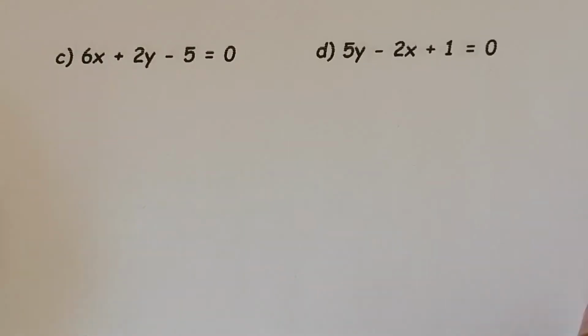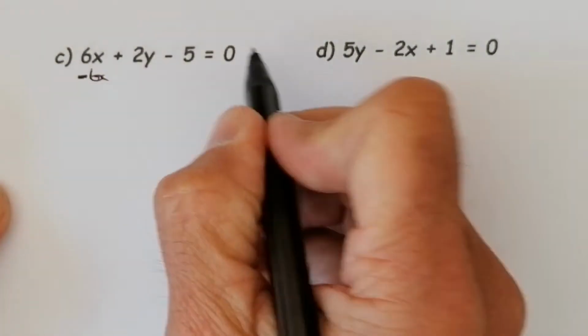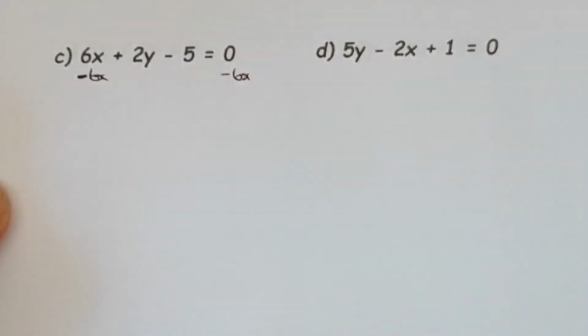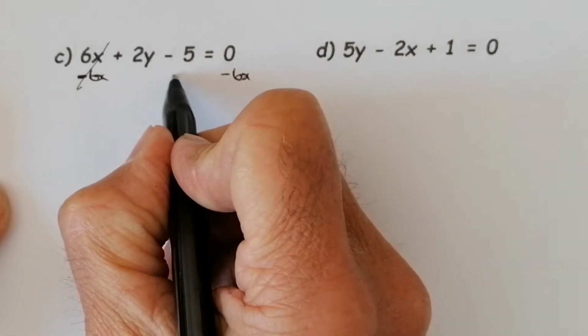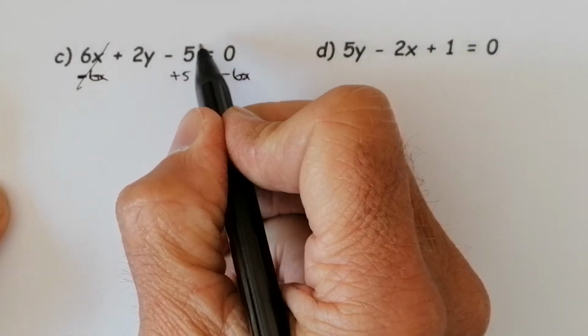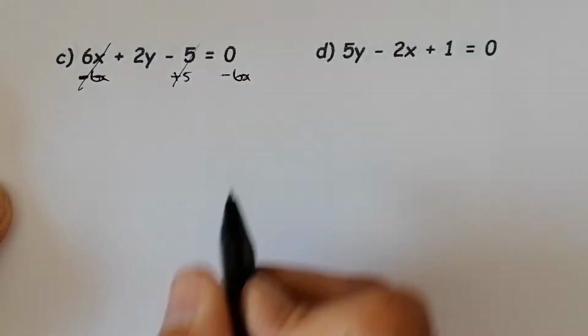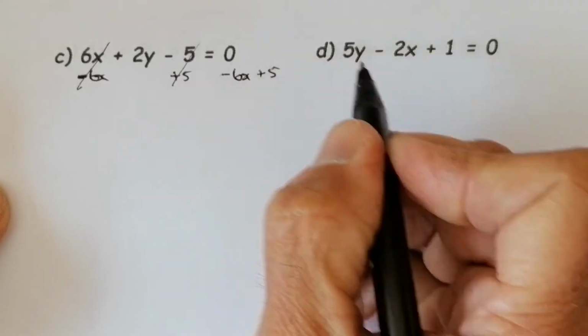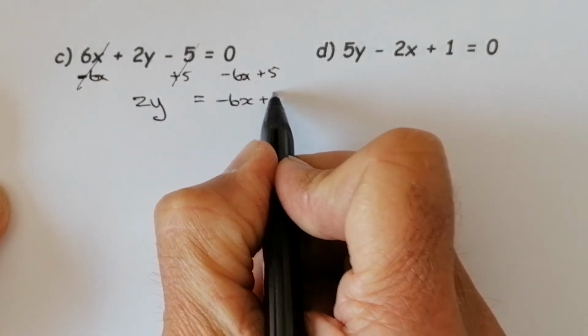Right, another 2. Right, so I only want y on the left-hand side, everything else on the right. So I'm going to subtract 6x from here, so that'll give me a minus 6x over there. They're eliminated. I don't want minus 5 here, so I'm going to add 5 on. Minus 5 plus 5 goes to 0. They're eliminated, so I'm going to add 5 on this side here. So I've got 2y is equal to minus 6x plus 5.